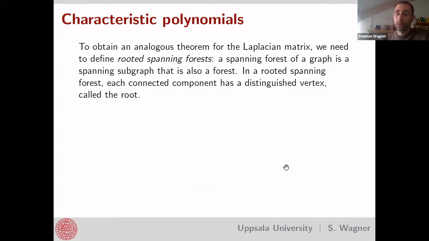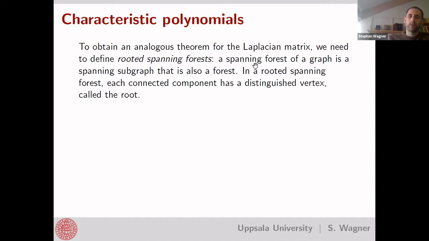There is a similar theorem also for the Laplacian matrix. One can also interpret the coefficients in the characteristic polynomial of the Laplacian. One needs to define what is called rooted spanning forests for that. So a spanning forest of a graph is a spanning subgraph. It has to contain all the vertices. And at the same time, it must be a forest. So there can't be any cycles in it.